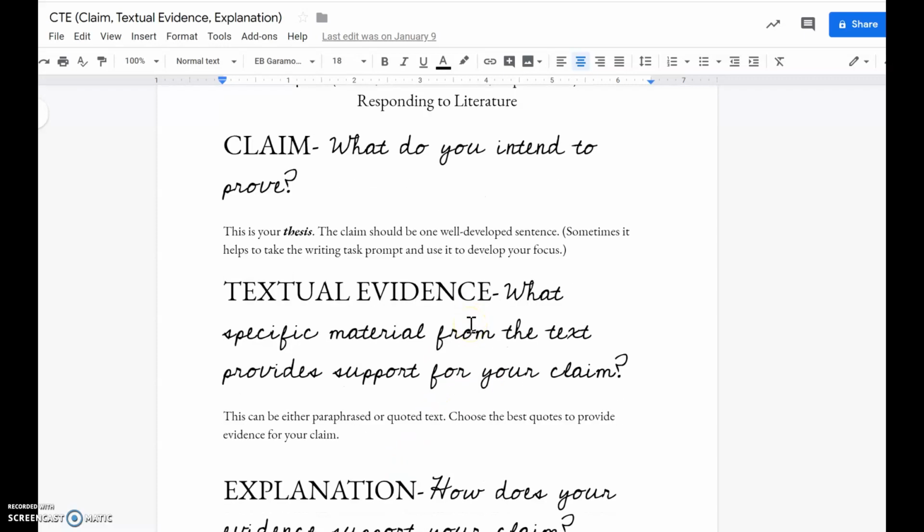Then you need textual evidence to back it up. So what specific material from the text provides support for the claim that you have written? This can either be paraphrased or quoted text. Paraphrase is when you take the text and summarize it in a way that is not verbatim from the text. So you're not ripping it out or plagiarizing it. You're just free phrasing it into your own shorter version of a summary. You typically paraphrase for long sections of text. And these are specific quoted text. You want to choose the best quotes to provide evidence for your claim.